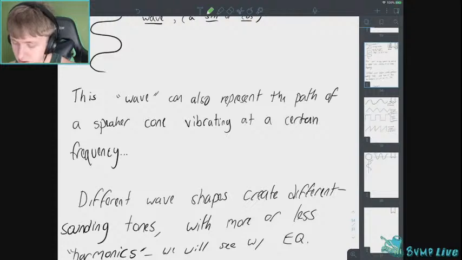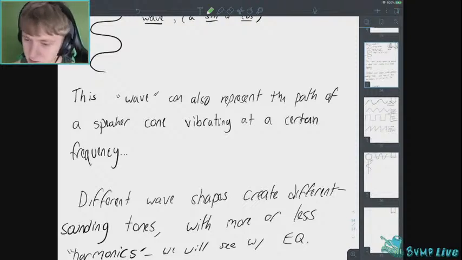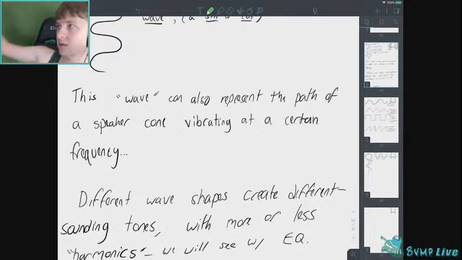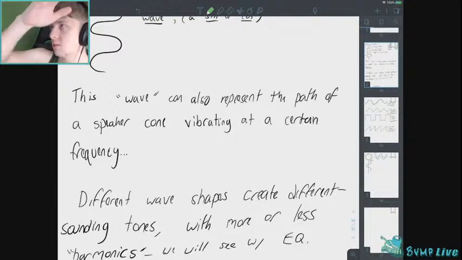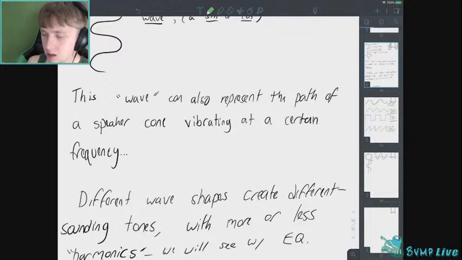This wave can also represent the path of a speaker cone that vibrates at a certain frequency. Now this is key. The speaker cone is vibrating to produce a frequency wave that's going through the air at a certain frequency, and that's how fast that wave is going back and forth. It tells you how low or high pitched the sound ends up being. Remember, we can only hear down to 20 hertz. Hertz is how we measure frequency.